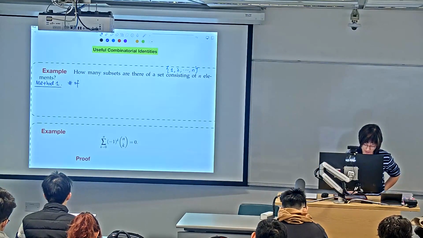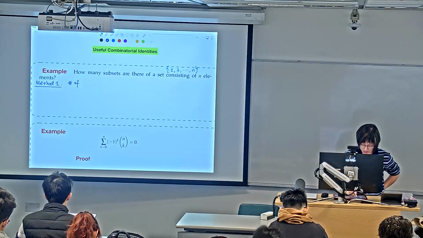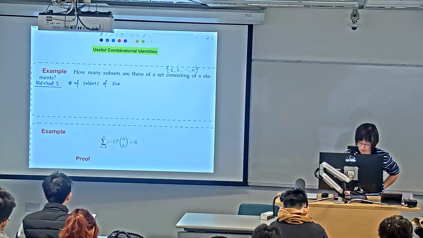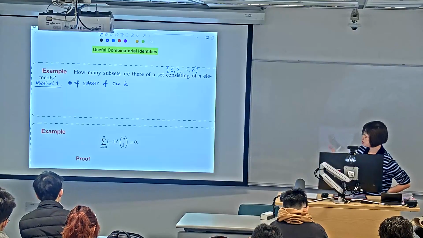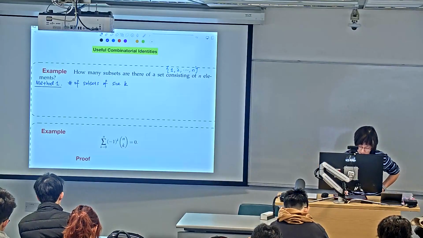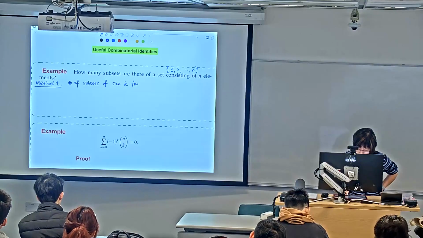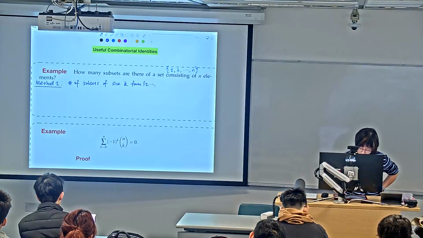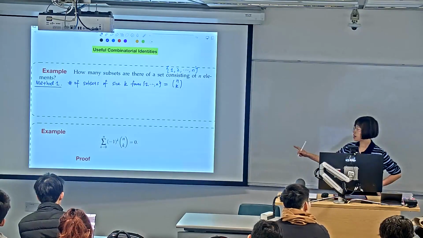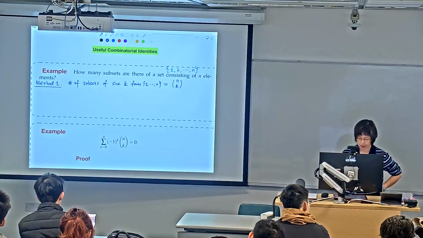So because this is the exact binomial coefficient, the number of subsets of size k chosen from the n distinct objects, 1, 2 to n, is exactly this binomial coefficient, n choose k. Just choose k items out of n distinct objects.